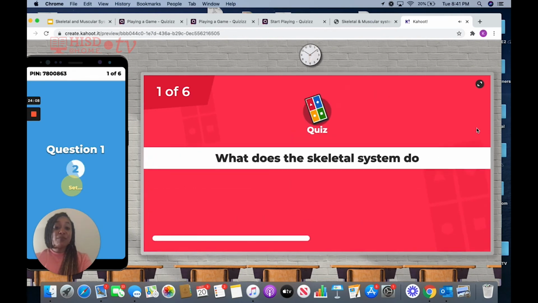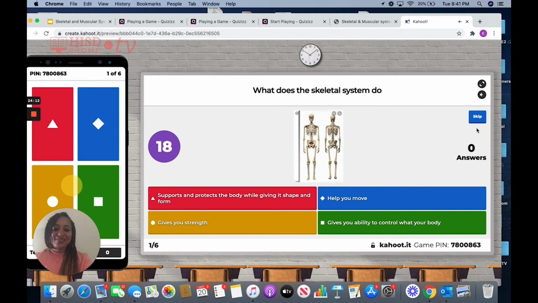So question number 1, what does the skeletal system do? Does it support and protect the body while giving shape and form? Does it give you strength, help you move, or give you the ability to control your body?